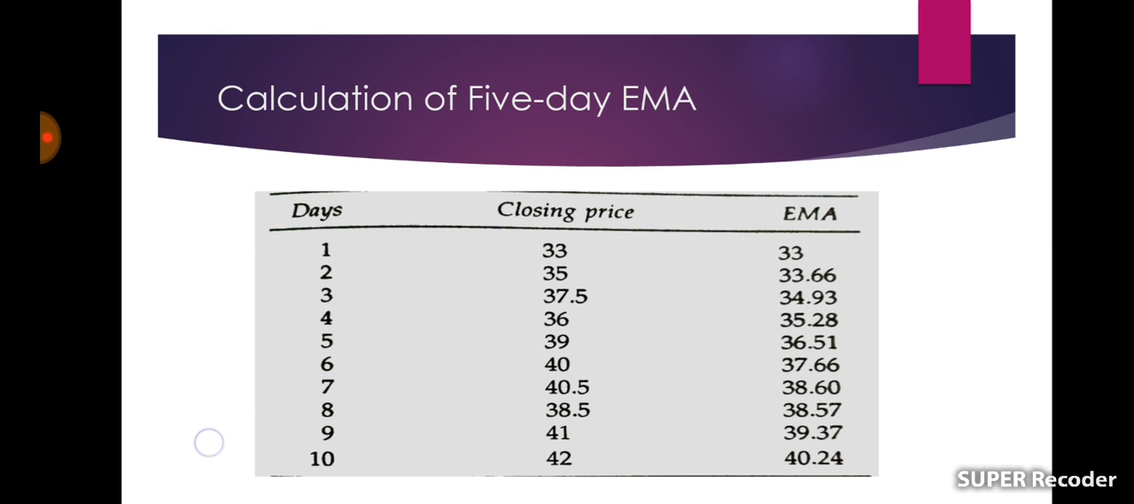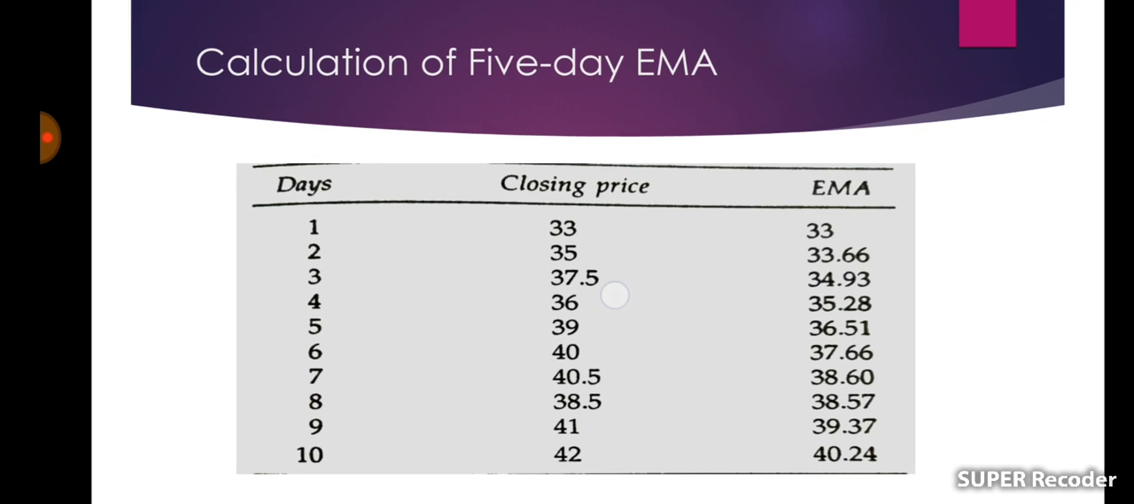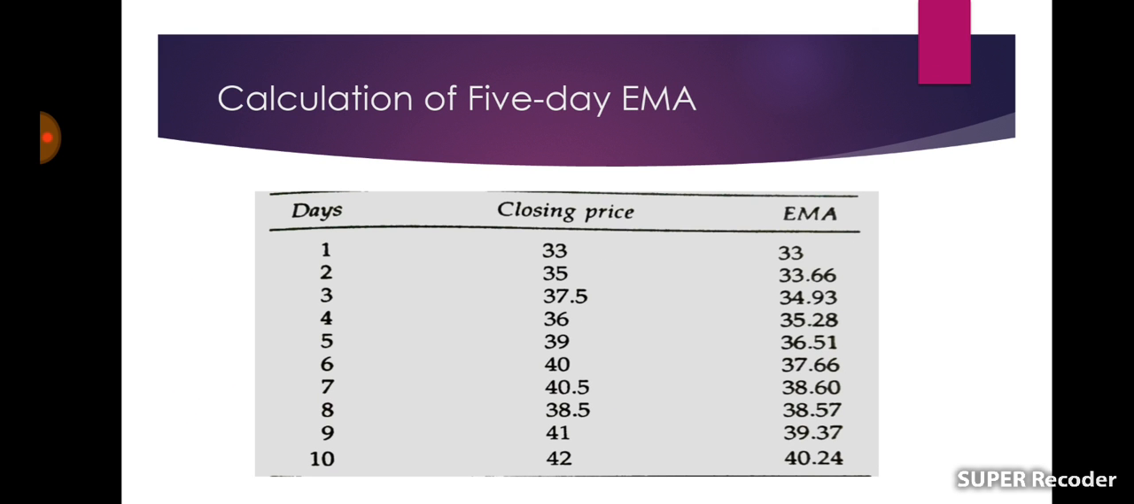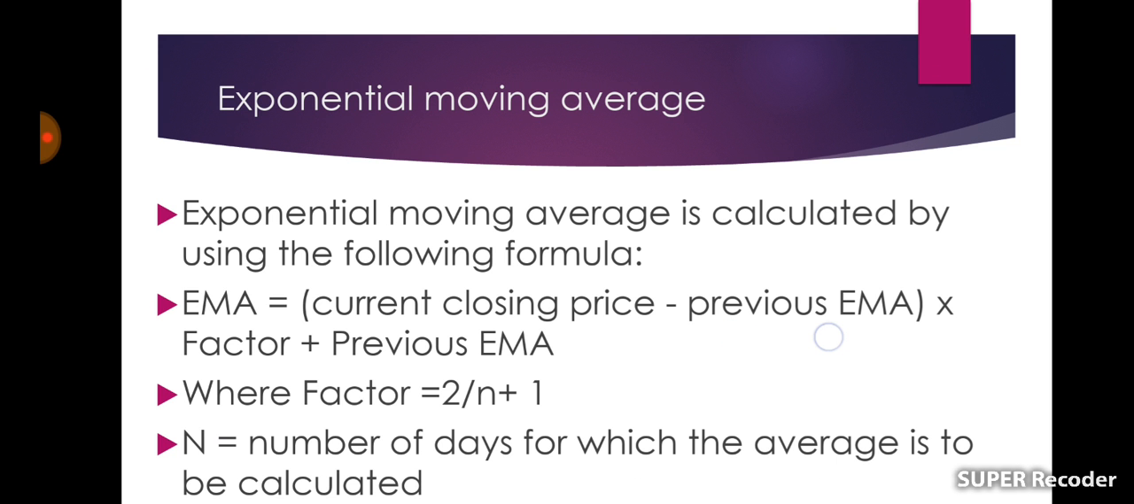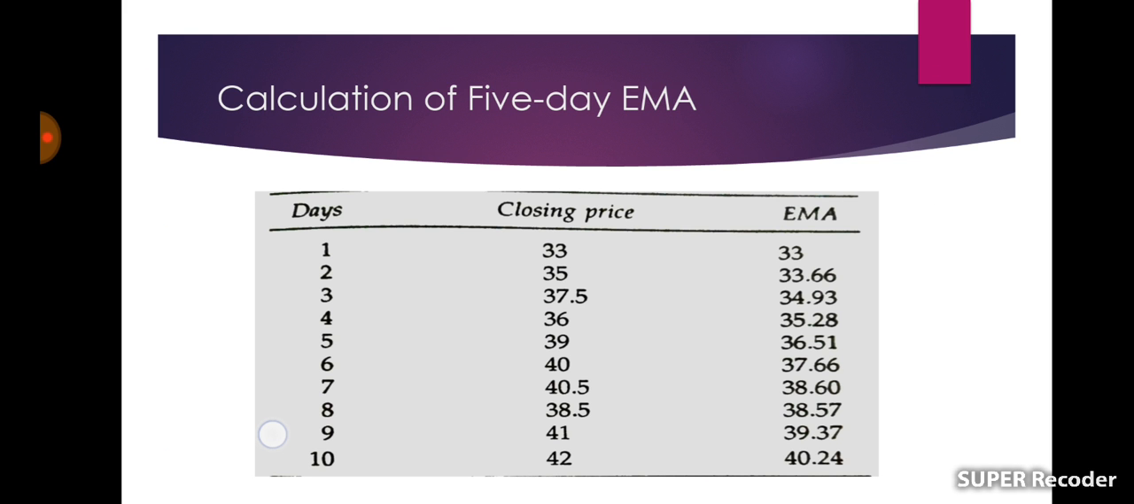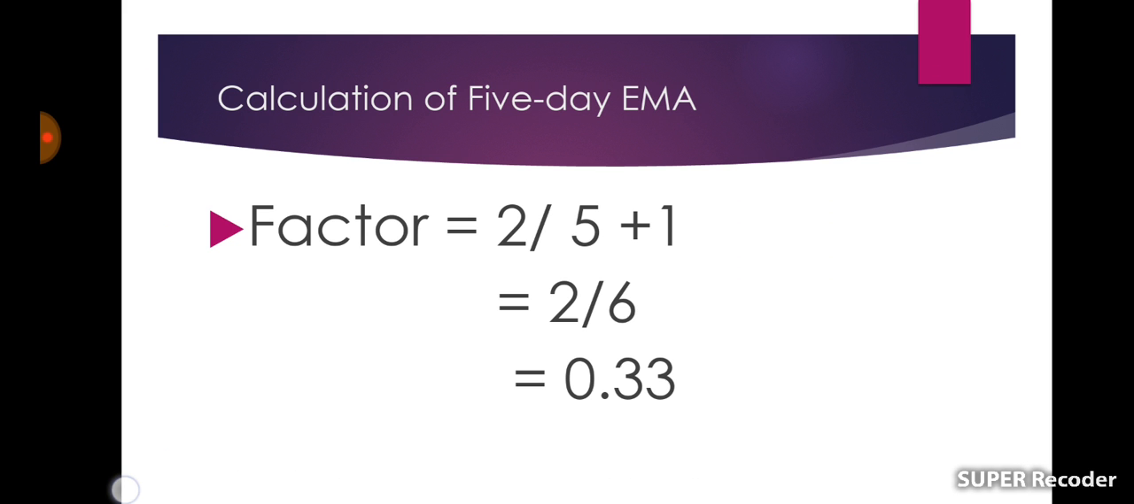Here you can see an exponential moving average of 5 days. Here we have given closing prices, and you can calculate the exponential moving average by using the equation: current closing price minus previous EMA, into factor, plus previous EMA. First of all we need to calculate the factor. Factor is equal to 2 divided by n plus 1. Here n is equal to 5, so 2 divided by 5 plus 1, that's equal to 2 by 6, that's equal to 0.33.